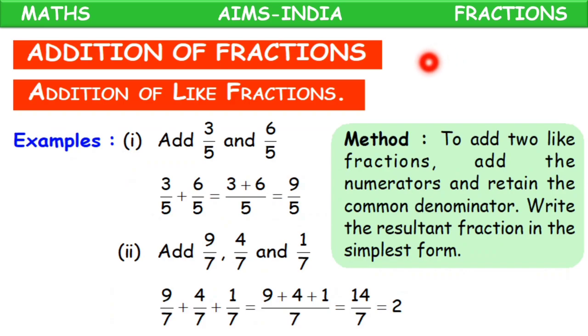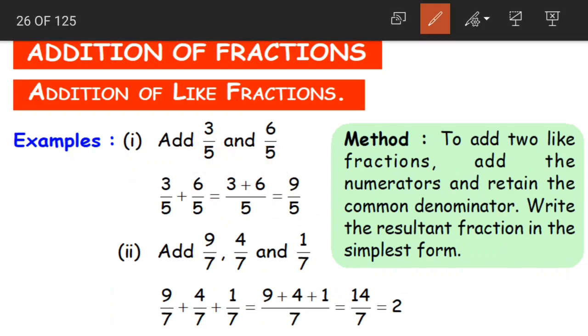If we have two like fractions, say 3 by 5 and 6 by 5, how will we add them? Now again, what are like fractions? Like fractions are those fractions which have the same denominator. Yes, here both 3 by 5 and 6 by 5 are having the same denominator, that is 5. So these are called like fractions.